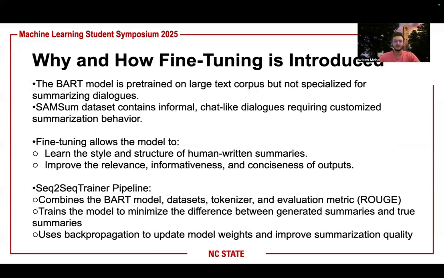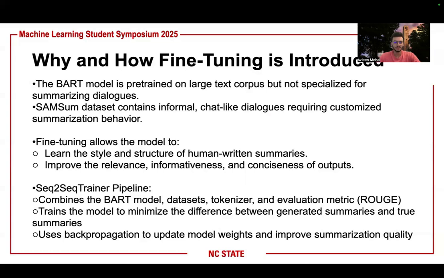The next step is fine-tuning the BART model. Why was it needed? The BART model is pre-trained on a large text corpus, but it is not specialized for summarizing dialogues. The Samsung dataset contains informal, chat-like dialogues requiring customized summarization behavior. So we have used this dataset to fine-tune our model to make it more suited to dialogues, and it provides summaries of the conversations.